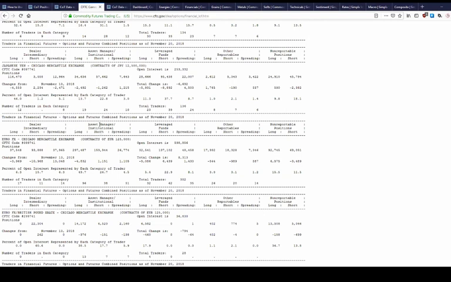Asset managers, think of it as slower money. They're long 300,000 contracts, they're short 150,000. So there's a big net long 150,000 position there. Leverage funds, different story. They're long 30,000 contracts, but they're short 130,000. So leverage funds are net short about 100,000 contracts. Other reportables, that's a wash, equal longs and shorts. Non-reportables, slightly net long.